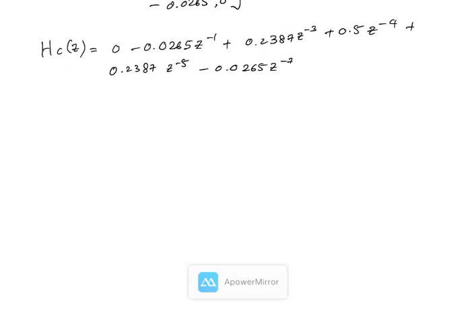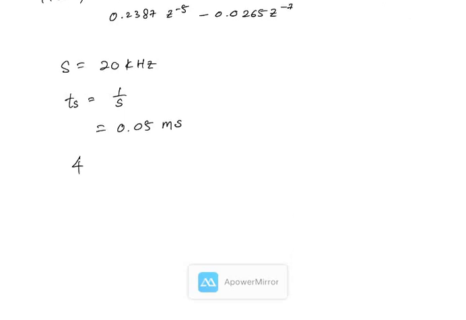And then the question also requests you to find the delay, right? Find the delay. So S is equal to 20 kilohertz. So TS is equal to 1 over S, which is equal to 0.05 millisecond. So 4 sample delay. Just now when the N sample are included, you have 4 samples of delay, which means 4 times 0.05, so you get 0.2 millisecond.